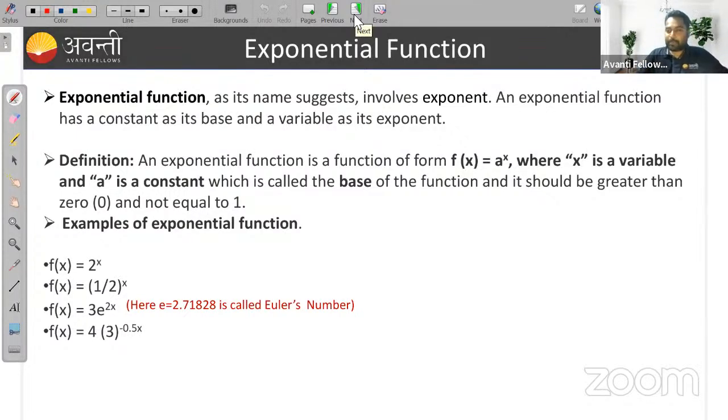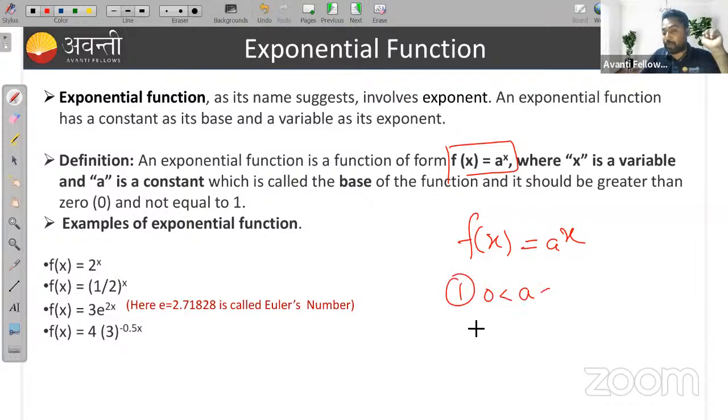Okay. Now we'll see what is exponential function, right? All of you know what is exponential function, right? So the standard form is f of x is equal to a raised to x. But there are two conditions only. f of x is equal to a raised to x is my exponential function. For these functions, we have two conditions: either a is lying between 0 and 1, or a is greater than 1.